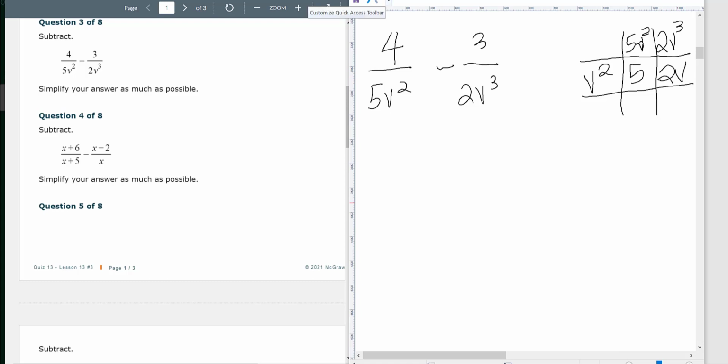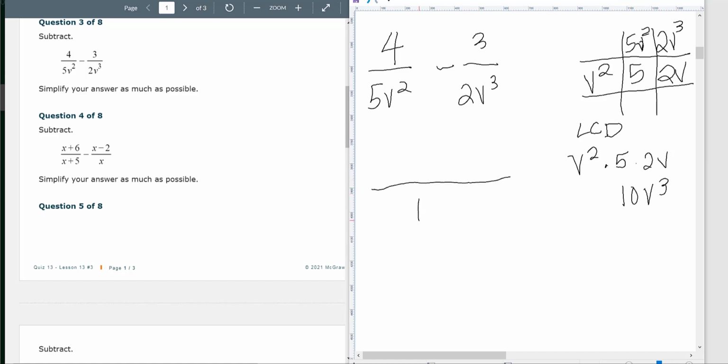That means that my least common denominator, or least common multiple, is v squared times 5 times 2v, which is 10v cubed. Both of these denominators must be 10v cubed. So the first denominator is missing a 2 and a v. So I have to multiply it times 2v and the numerator times 2v. That's going to give me 5 times 2 is 10, v squared times v is the 10v cubed. So that gives me an 8v in that numerator.